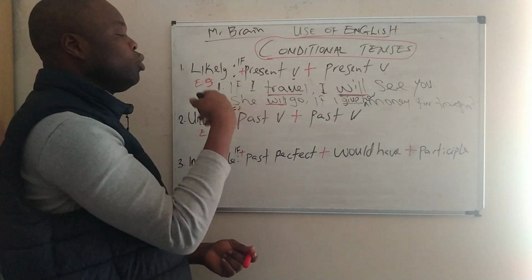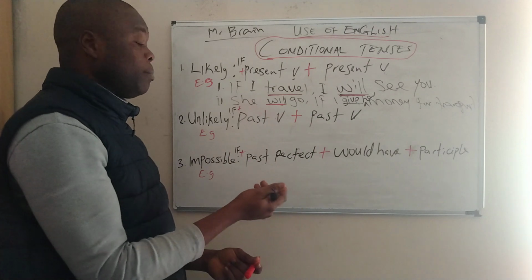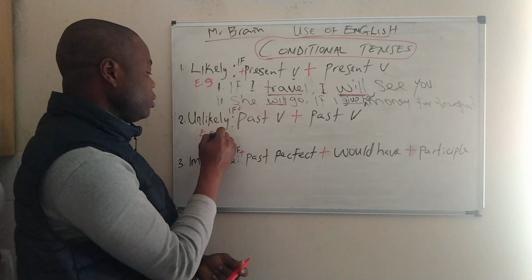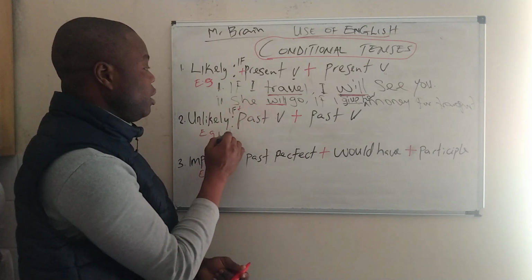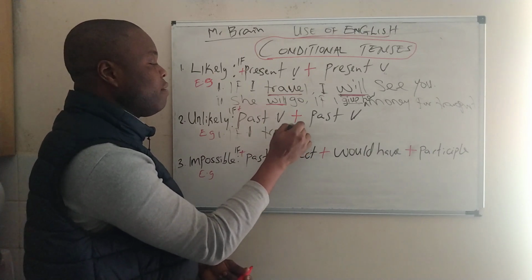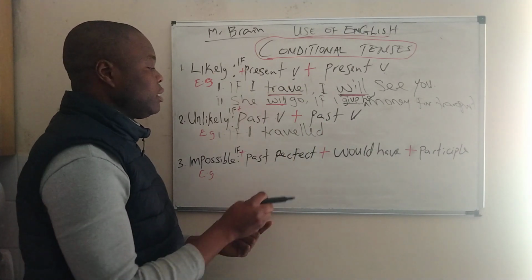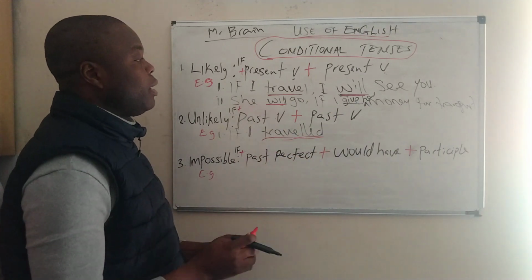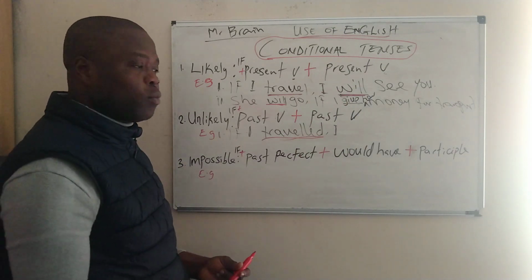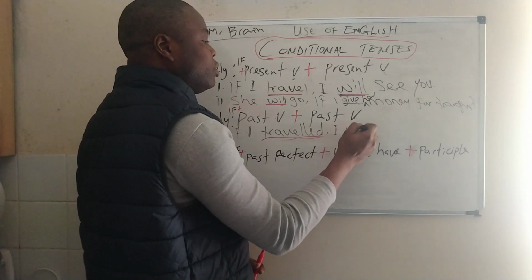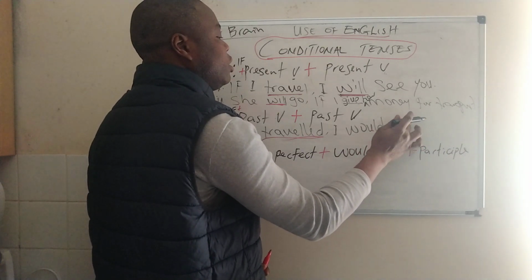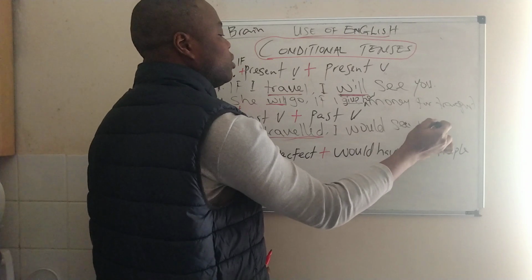Let's convert this one to an action that is not likely to happen. Yeah, that is not likely to happen. Let's go. Which is unlikely? We say, let's convert it now. How do you do it now? If I, this one will change what? If I traveled. Can you see that? If I traveled, let's see the verb there. Okay, what will change? This one will change to what? Would. I will see you.